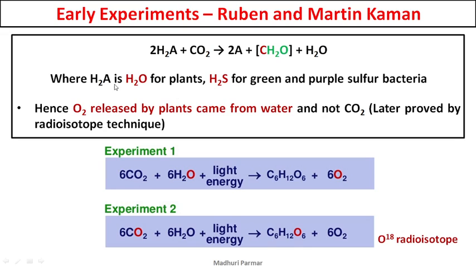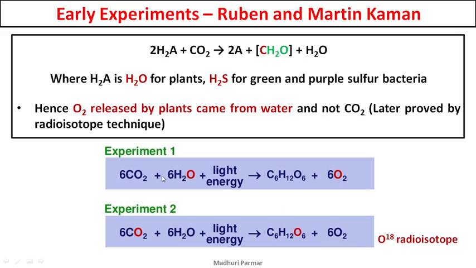These were the two scientists who proved it. They did what is known as the radioisotope technique. I hope you have studied radioactivity in chemistry as well as physics. You can have any compound with a radioactive isotope. Here we used two different molecules which had an oxygen radioactive isotope. Oxygen was taken as O18, which is radioactive, so it can be traced.